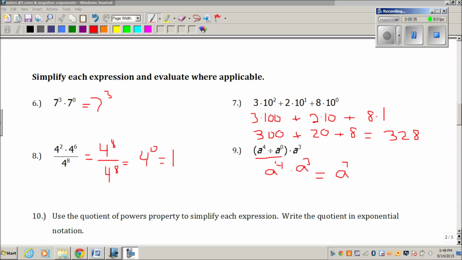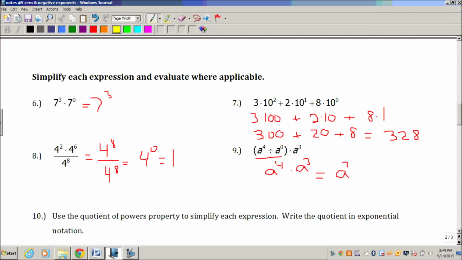So now please check your answers and see if you have the same answers as I do here. Let's take a look especially at number 7. In number 7, 3 times 10 squared, you can follow order of operations and do the multiplications first. That's just 3 times 100. This is 2 times 10.